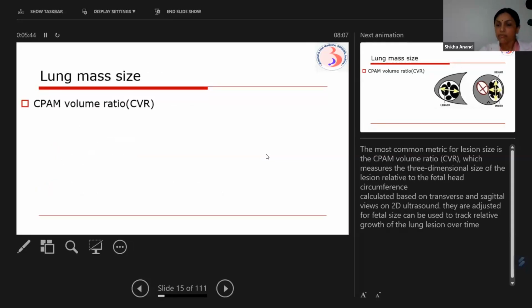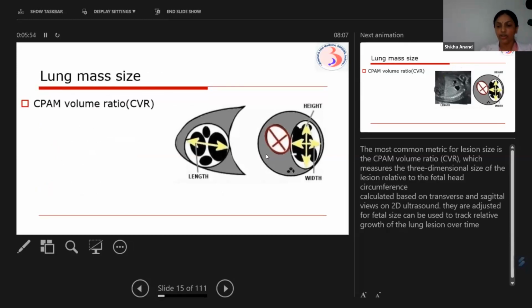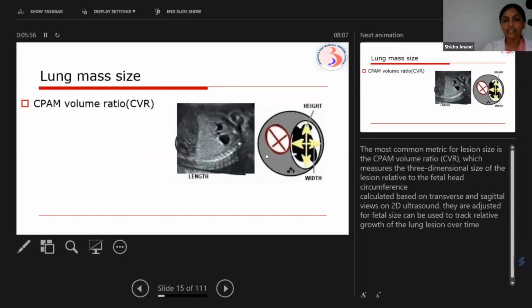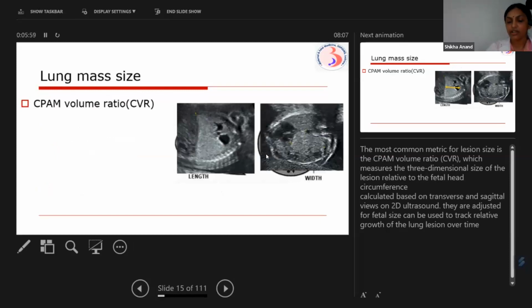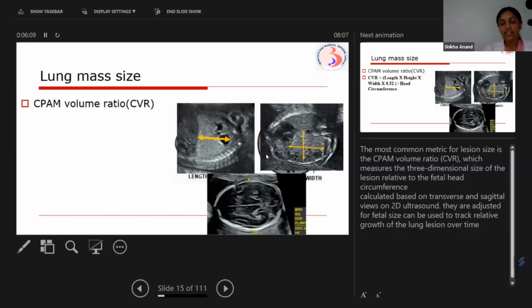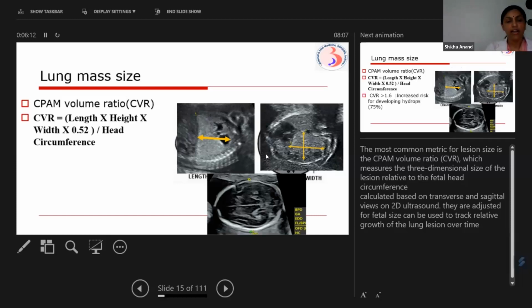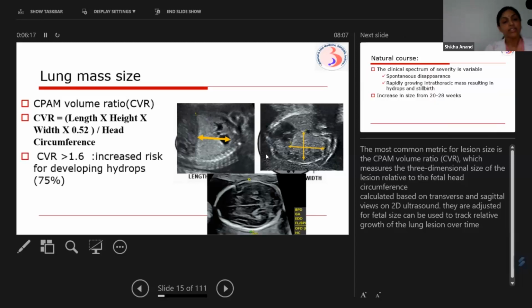the gestation. This measures the three-dimensional size of the lesion relative to the fetal head circumference. So this calculation is based on the transverse and the sagittal views on the 2D ultrasound. Like here we see that this is the longitudinal section and this is the transverse section. And we have calculated the three-dimensional measurements. And then we have taken the head circumference, and all these values are then put in this formula. And then this is how CVR is calculated. So the higher the CVR, the poorer the prognosis.